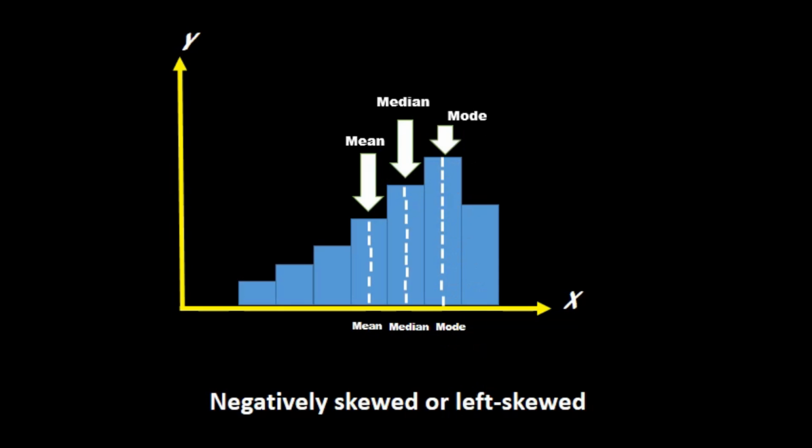For example, if the majority of the students' scores are very high on the teacher's examination, these scores would tend to cluster to the right of the distribution.